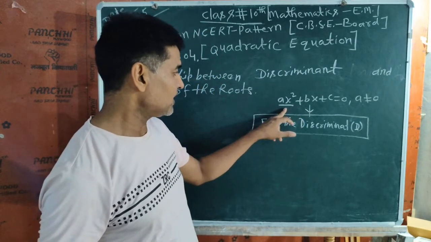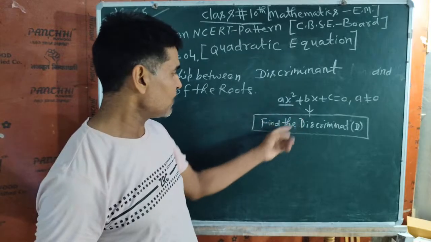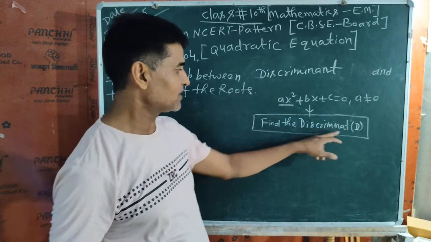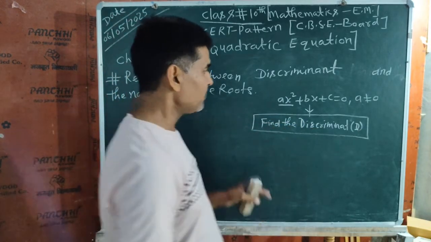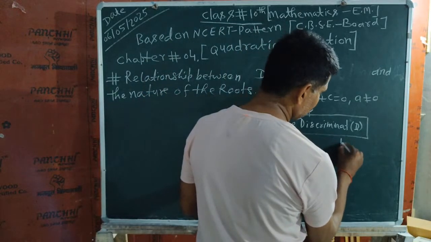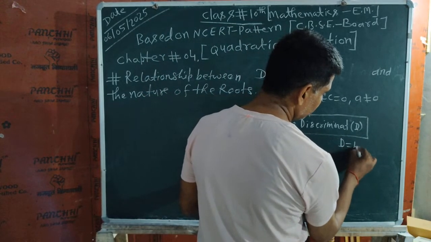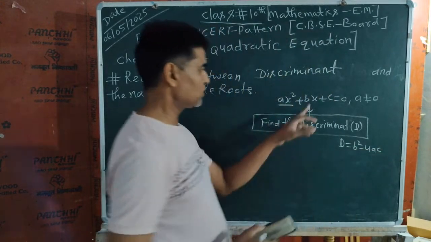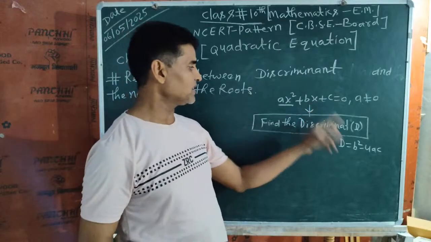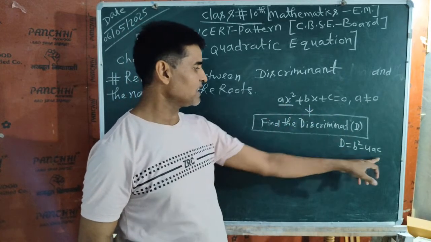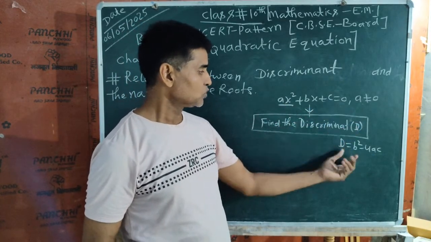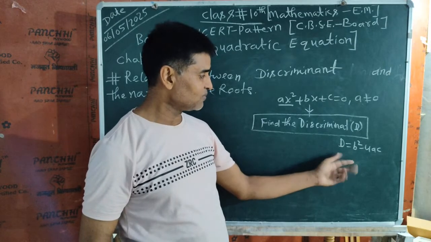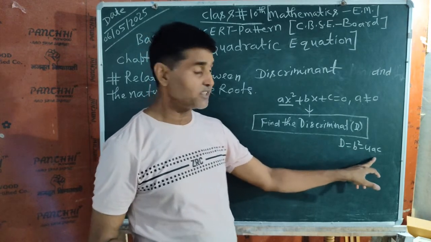After writing this general quadratic equation, I will write here: find the discriminant, means the value of D. The value of D is given by D is equal to b square minus 4ac. So b is the coefficient of x, a is the coefficient of x square, and c is the constant term. So here we will get the value of D, which is equal to b square minus 4ac.